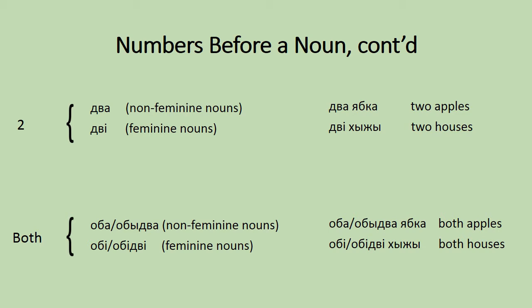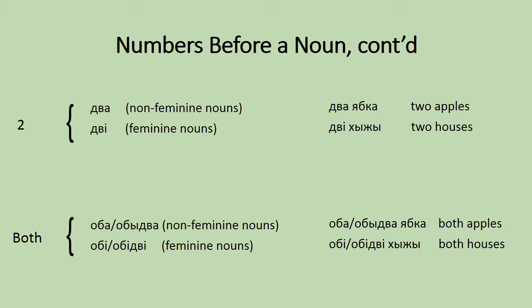Dwa is used for any noun that is not feminine. Dwa jabłka. 2 apples. Dwie. Dwie is used for feminine nouns. Dwie chyże. 2 houses.